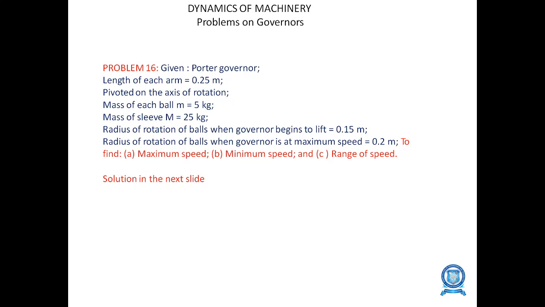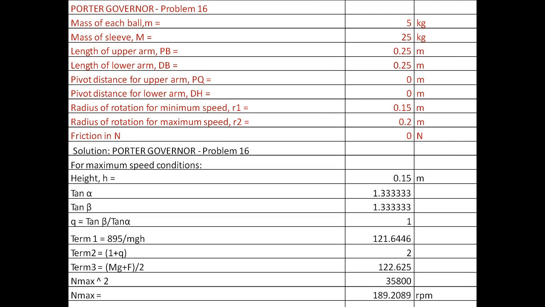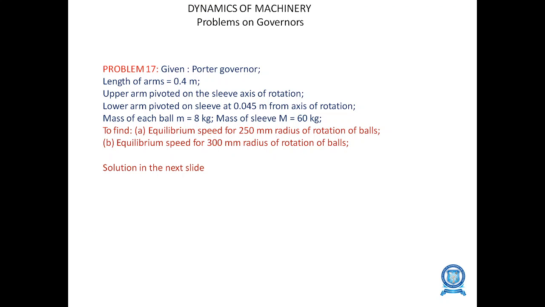Next, in this problem, the length of each arm is given, and the mass is given. We are asked to find the same specifications: the maximum speed including friction, the minimum speed, and the difference between the two values.